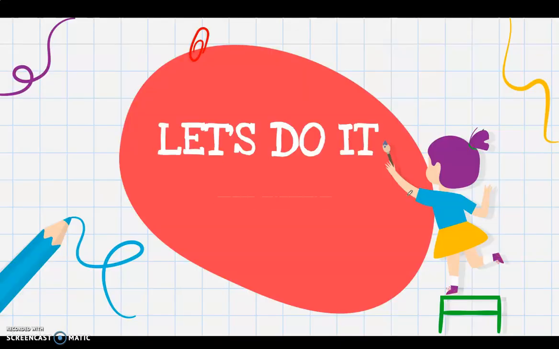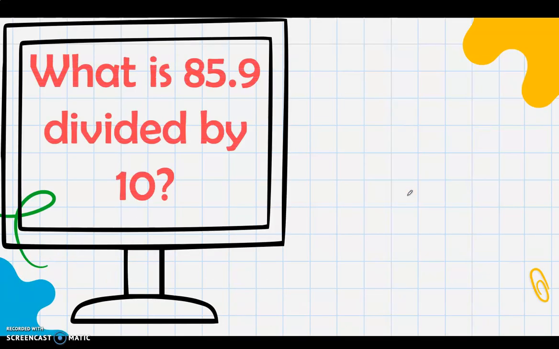Next, let's have more examples. What is 85.9 divided by 10? If it is 10, you move the decimal point of the dividend to the left. How many moves? Just 1. So we have 85.9. Move one place because there's only one zero in 10. One move. So the answer now is 8.59.